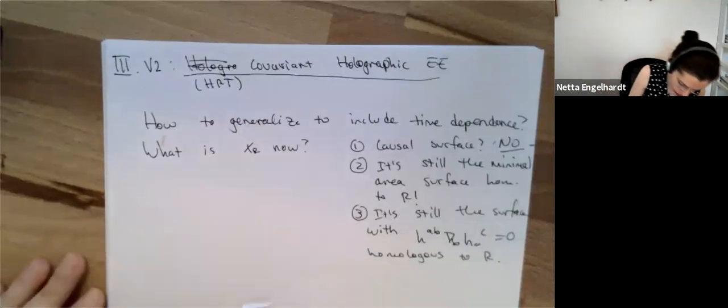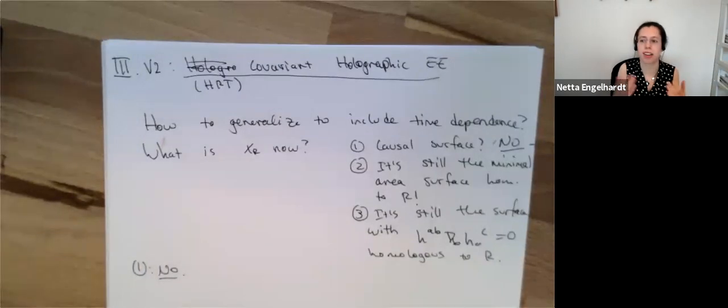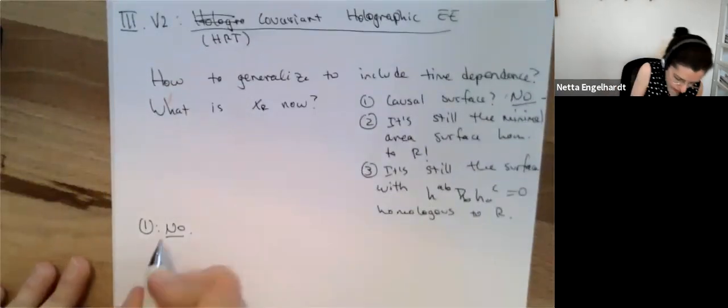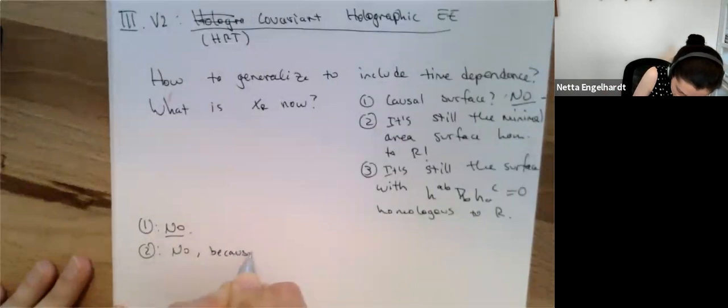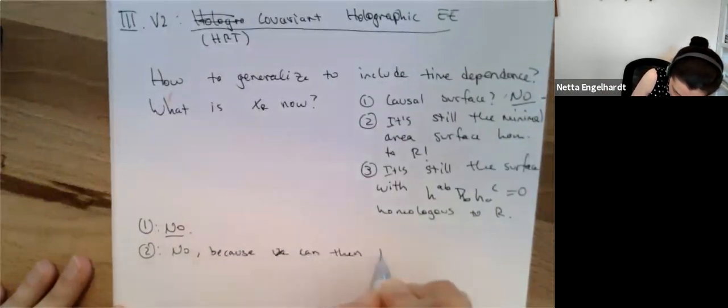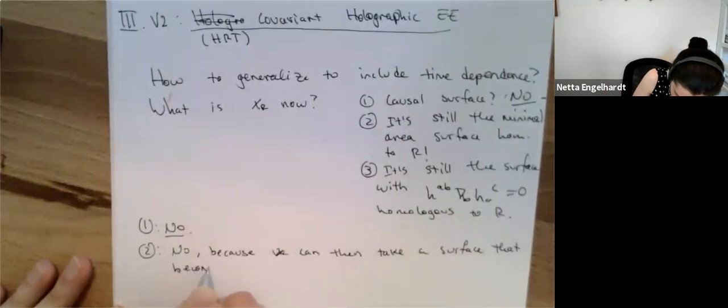So 1, we already know that's a no. Even from Ryu-Takayanagi, we know there are cases where the causal surface is not the same as the Ryu-Takayanagi surface. So it's certainly not going to be the case when we include dynamics. 2, also no, because we can then take a surface that becomes null and has 0 area.